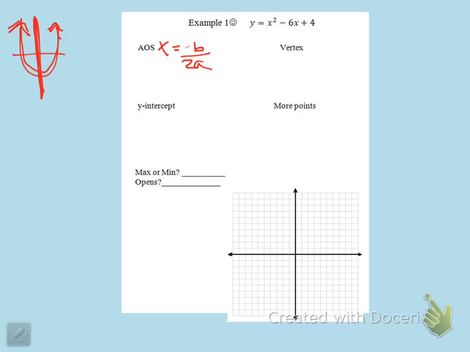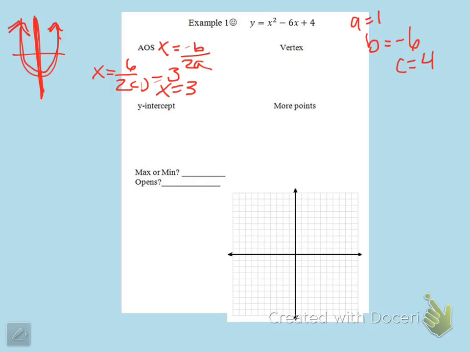Okay, so let's go ahead. A equals 1, because there's a 1 in front of my x squared. B equals negative 6, and C equals 4. So when I put a negative in for a negative, it's going to be a positive. So we got 6 over 2 times a. So 2 times 1 is just 2. So 6 divided by 2 is 3. Okay, so my axis of symmetry is at x equals 3.